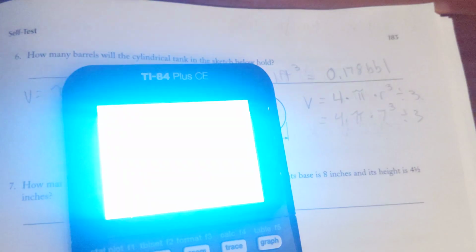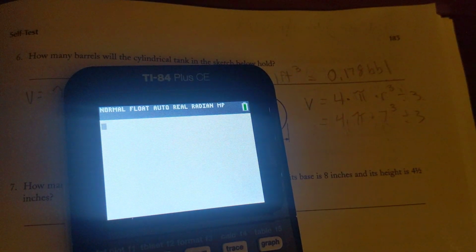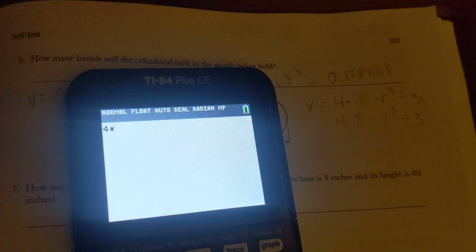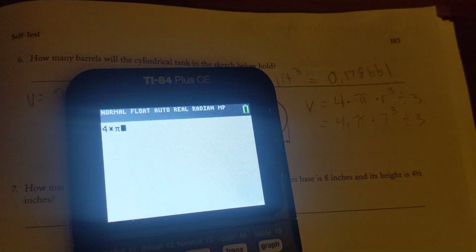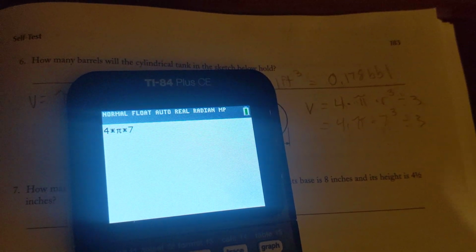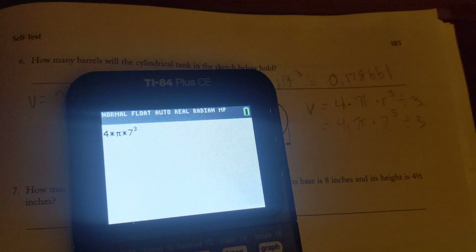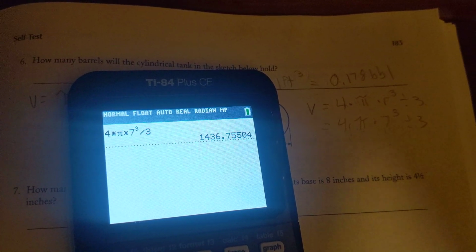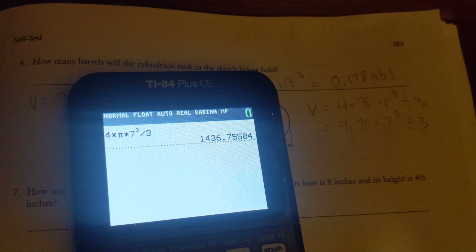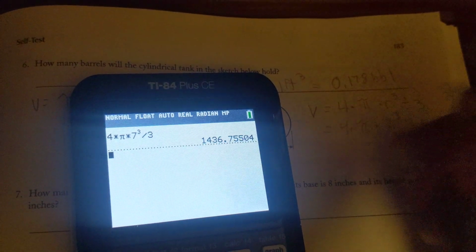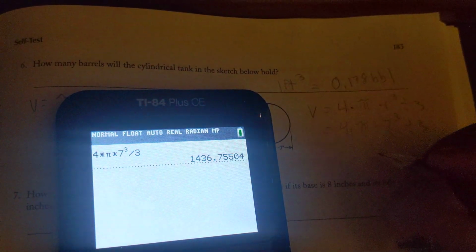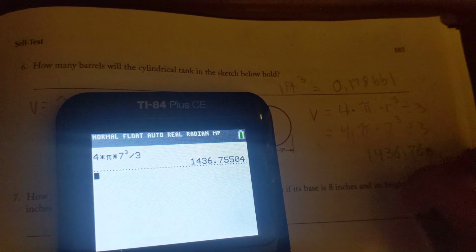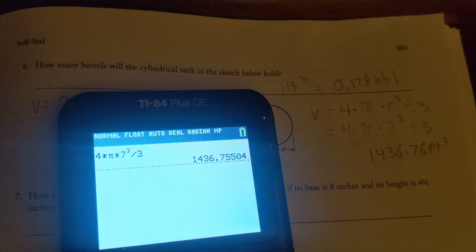So let's take the handy dandy calculator, and we're going to go 4 times pi times 7 cubed divided by 3. To make it easier on us, we're just going to go 2 decimal places rounded up. So the answer to that is 1436.76 cubic feet.